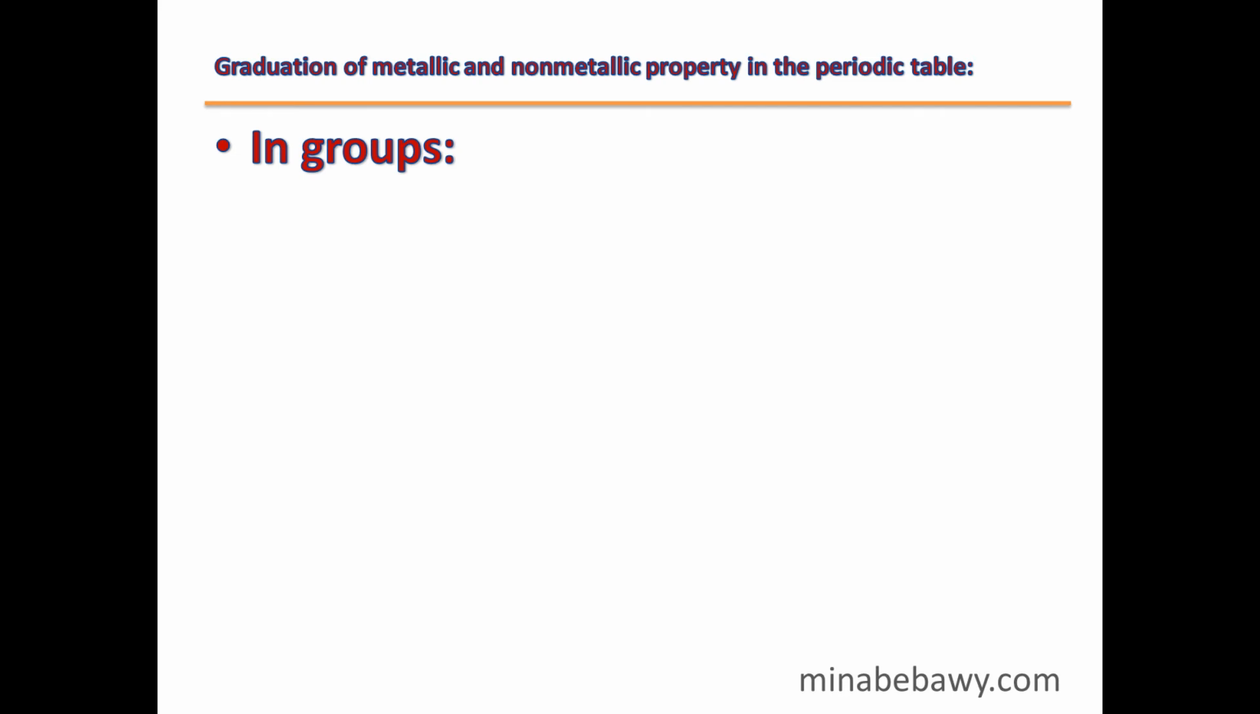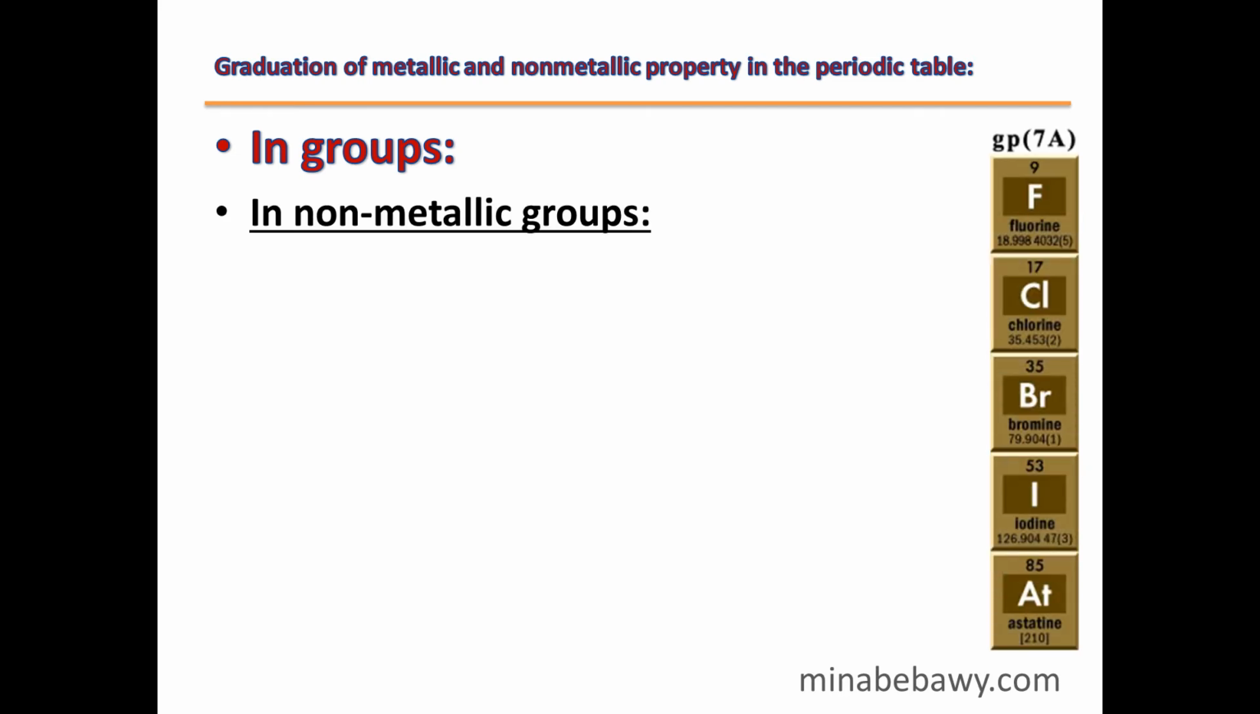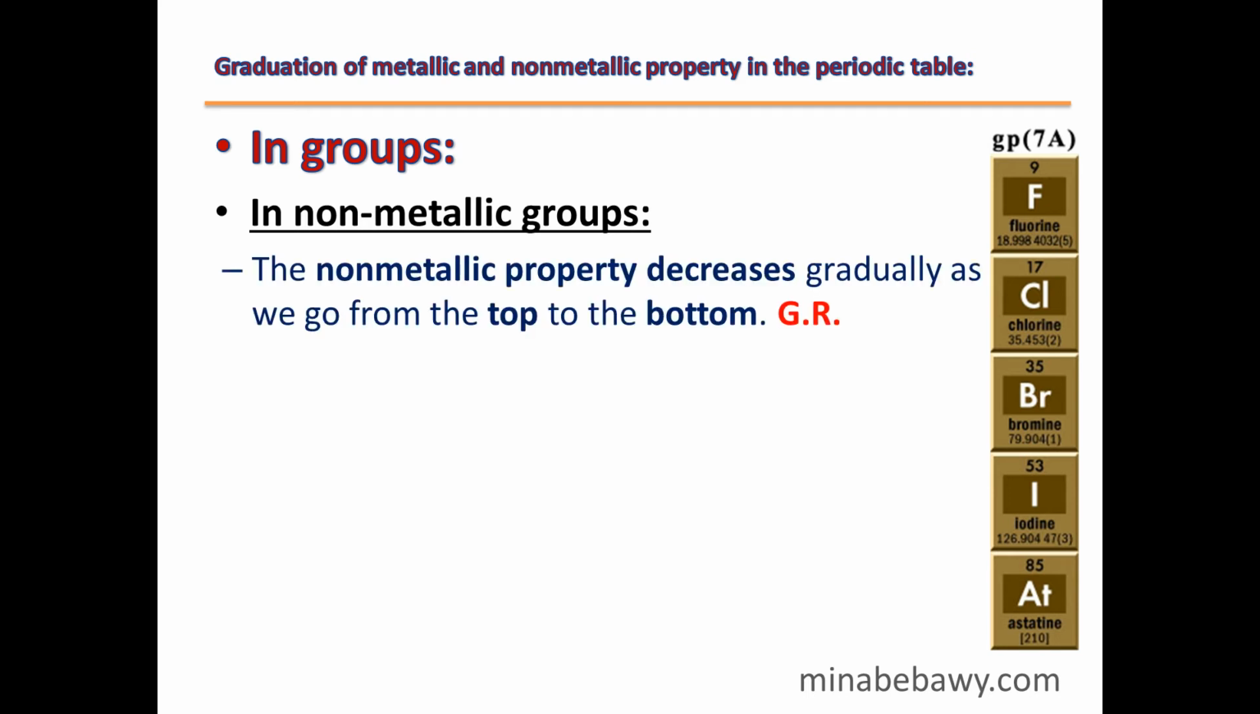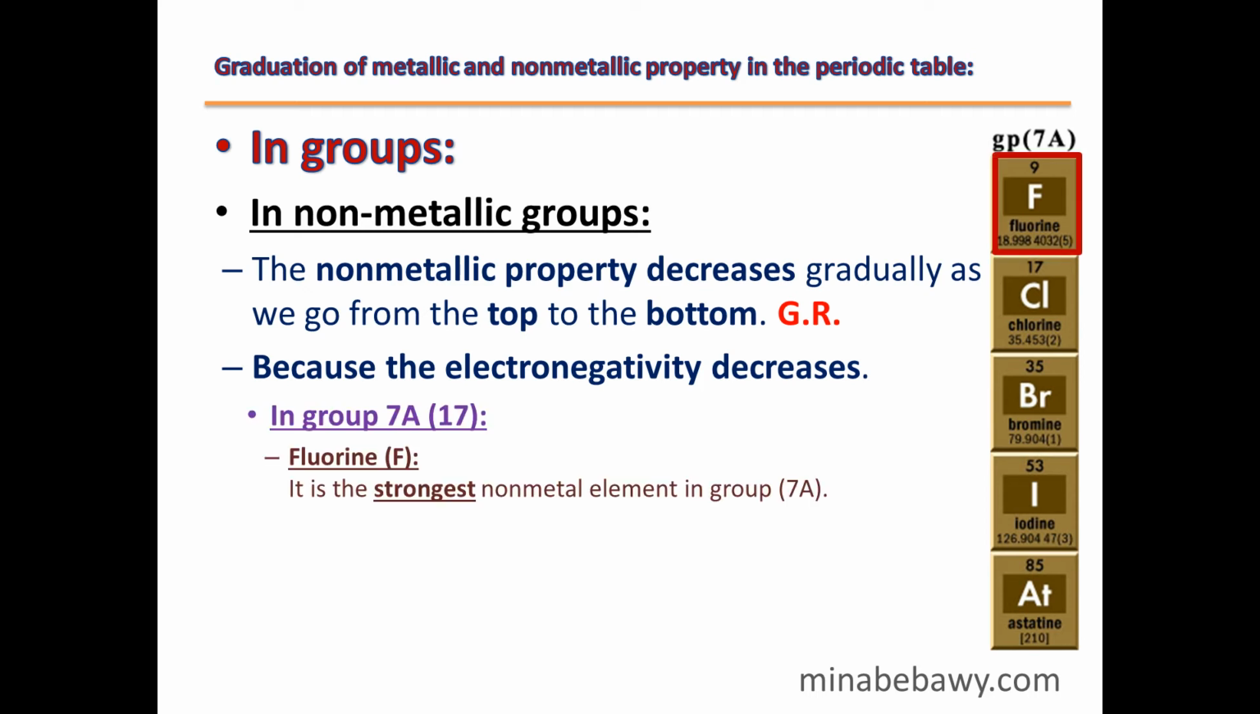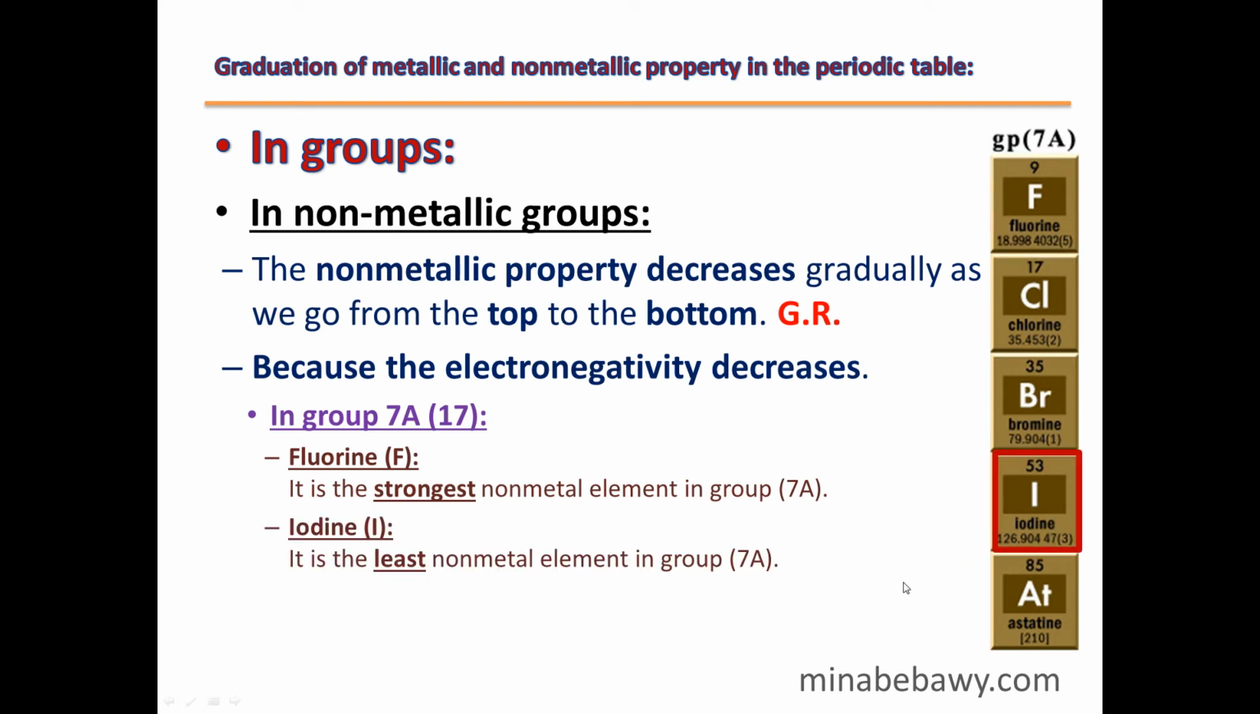In groups, but this time we will talk about non-metallic groups such as group 7A. The non-metallic property decreases gradually as we go from the top to the bottom. Give reason: this is because the electronegativity decreases. In group 7A or 17, fluorine is considered the strongest non-metal in group 7A, while iodine is considered the least non-metallic element in group 7A.